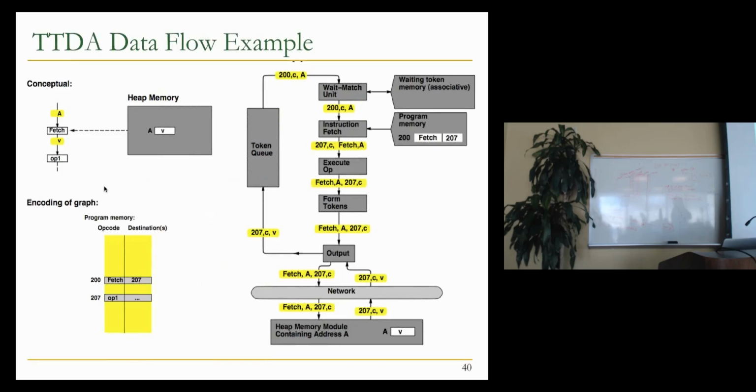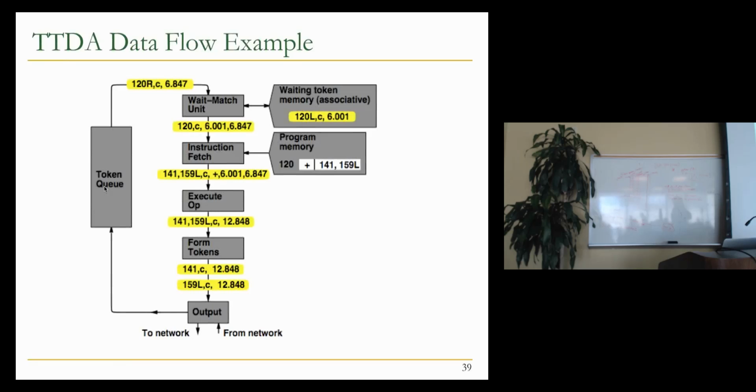Yes? Where do the context IDs come from? How do you generate those? I did not discuss that, but basically the way it's generated is every time you enter a new loop iteration, for example, you can increment a counter. And that counter is your context. But the software has to somehow specify what that is.